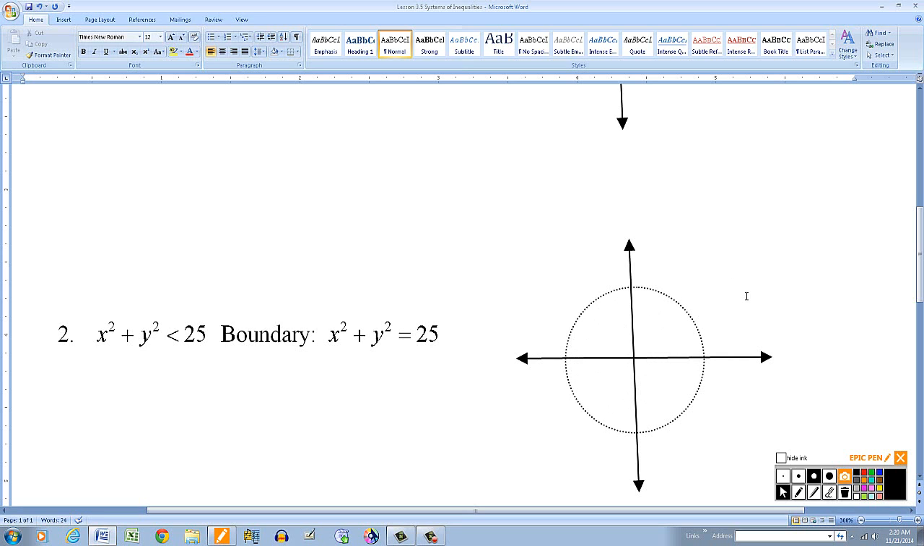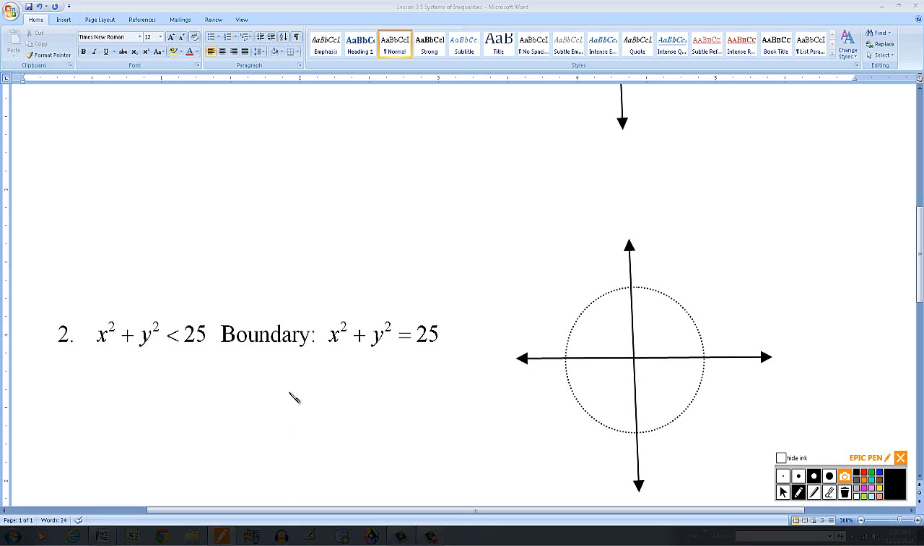The boundary is not included because I don't have the equals on the main inequality. So that's why I have it as a dotted line. So again, if I use my test point 0, 0, which is inside the circle, plug it in over here, 0 where the x is, 0 where the y is, that would give me 0 is less than 25. That is a true statement.